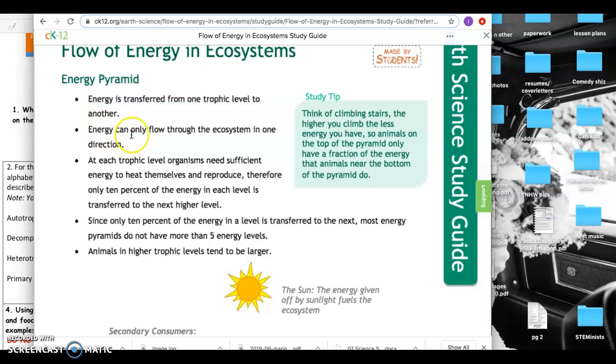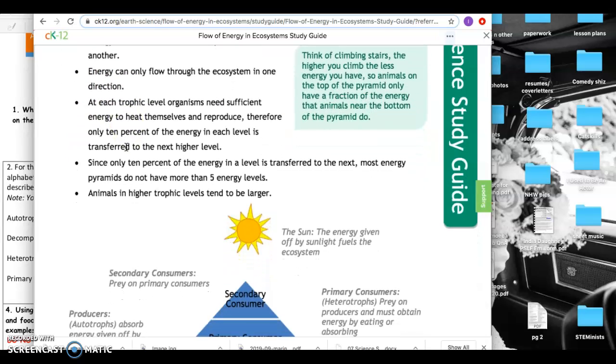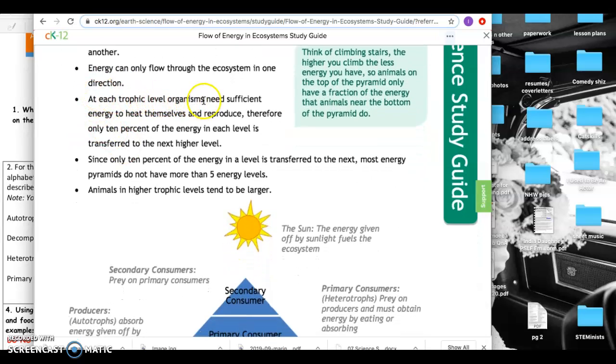So when we're looking at energy being transferred from one trophic level to another, we also want to remember that energy can only flow through the ecosystem in one direction. At each trophic level, organisms need sufficient energy to heat themselves and reproduce. Therefore, only 10% of the energy in each level is transferred to the next higher level. So what does that mean? What could that possibly mean?